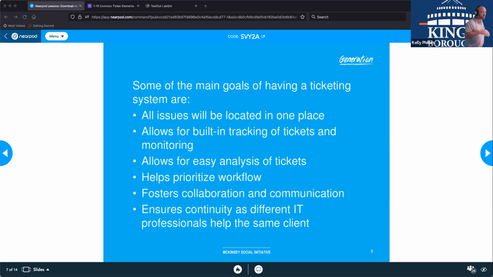Also, it ensures continuity as different IT professionals help the same client. So if you're bringing somebody on board, they need to get brought into all these different systems. They may be given hardware, like we may be giving them a phone and a laptop, and they have to be getting all the proper security clearances. They may need passwords to all these different programs. A singular person may not be able to handle all of these issues, but they may be able to handle a piece of it.